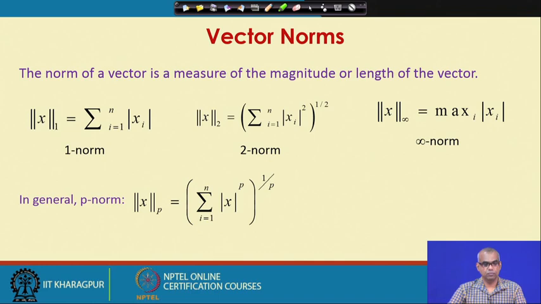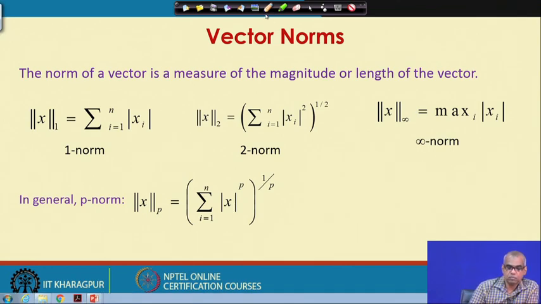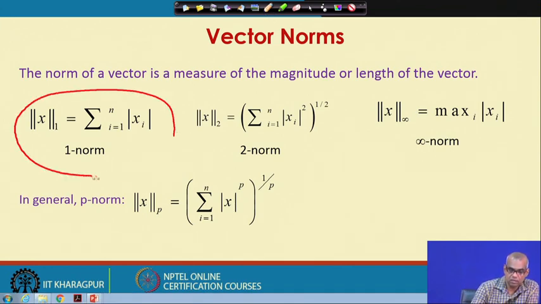Vector norms. The norm of a vector is a measure of the magnitude or length of the vector. There are different types of norms. Common norms are the 1 norm, 2 norm or infinity norm. The 1 norm is defined as this. So, you sum up the absolute values of all the elements in the vector.